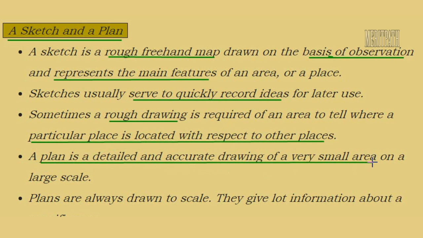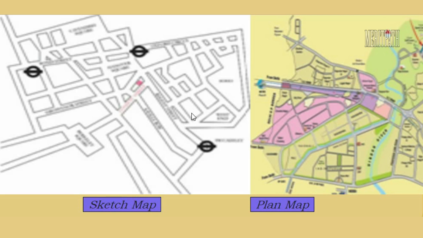So next let's talk about plan. A plan is nothing but a detailed and accurate drawing of a small area on a large scale. So plans are always drawn to scale, to measure, to know the information. So plans give us the information about any specific area. You can see the sketch map of an area, and in this image you can see the plan map of an area. So this is known as the plan map and this is known as the rough sketch map.